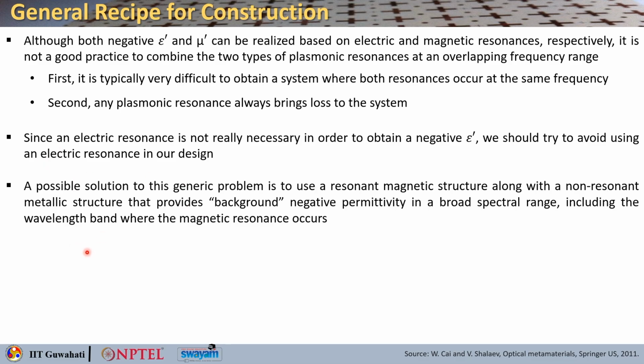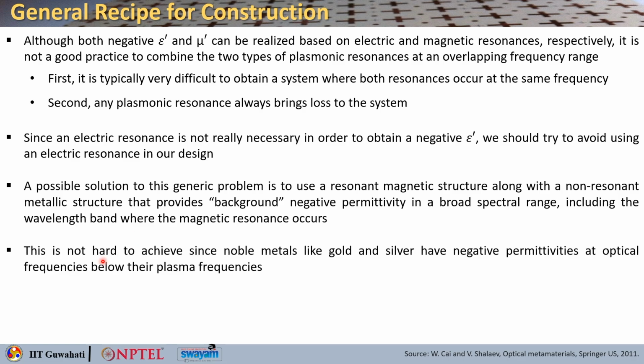So, a possible solution to this generic problem would be to use resonant magnetic structures along with a non-resonant metallic structure that provides a background negative permittivity over a broad spectral range, including the wavelength band where you will see the magnetic resonance happening.